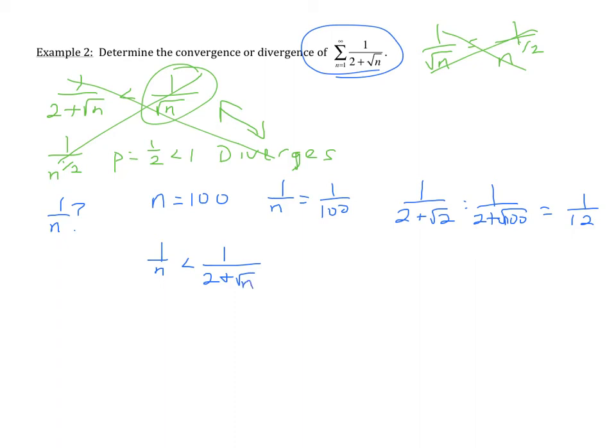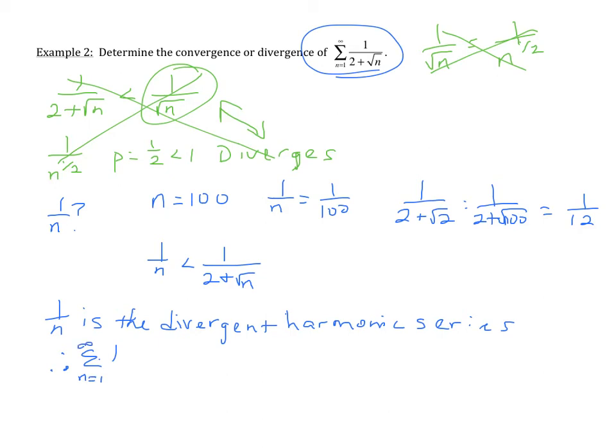And that works for us, because the smaller series diverges, and we can just say it's the divergent harmonic series, and since the smaller one diverges, then the big one will diverge. So, therefore, the series, n equals 1 to infinity, of 1 over 2 plus the square root of n diverges by the direct comparison test.